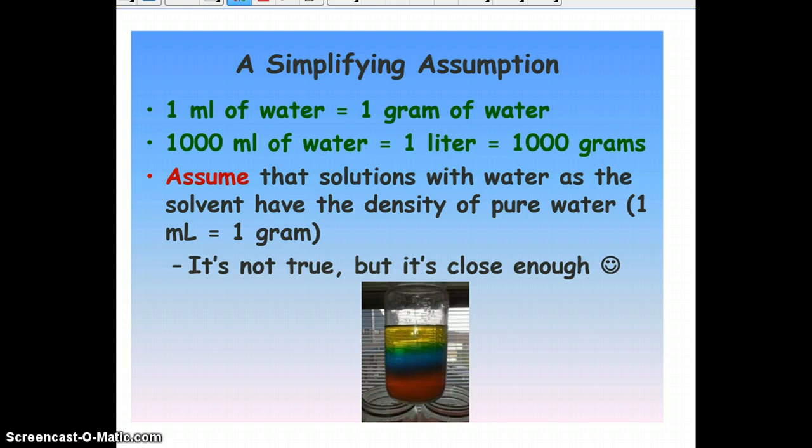Okay, when we're dealing with solution concentrations, we're often asked to go from milliliters to grams and such so that we can go between different concentration units. To simplify this process, we're going to assume that 1 milliliter of water is equal to 1 gram of water because the density of water is 1 gram per milliliter. It's not exactly true, but it is a close enough assumption. So if we have 1,000 milliliters of water, that'll be 1 liter, which will be 1,000 grams.